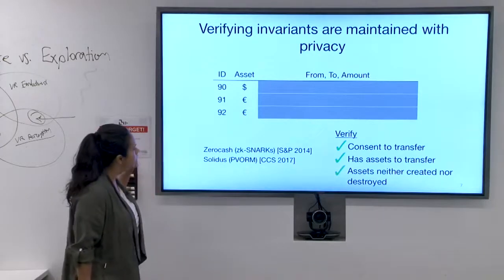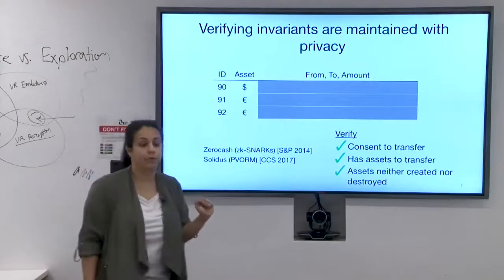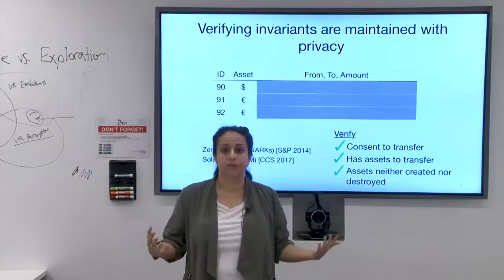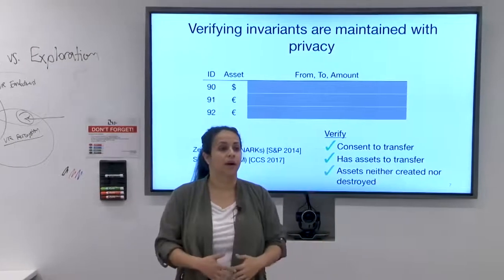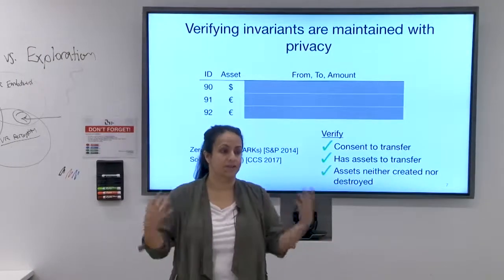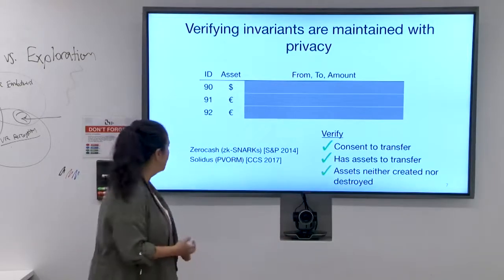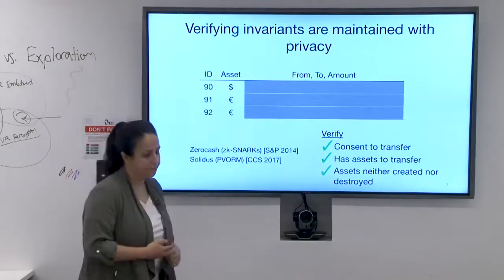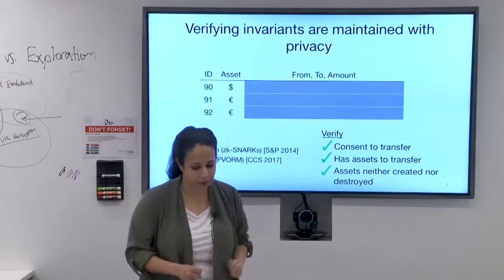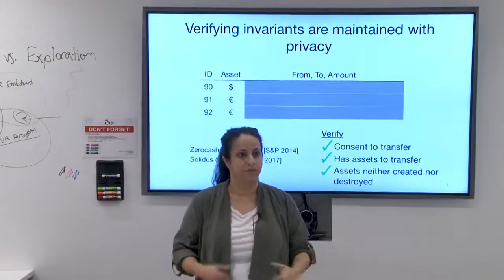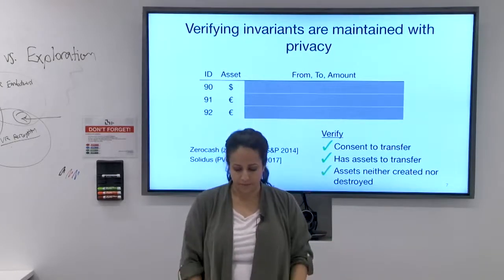There's another system called Solidus, which is out of Cornell, which also achieves this. You can't tell who the participants are, and you can still maintain financial invariants. Solidus uses a completely different cryptographic primitive called PVORM. So you should check out both these papers if you're interested. It's definitely still possible to accomplish this, right?